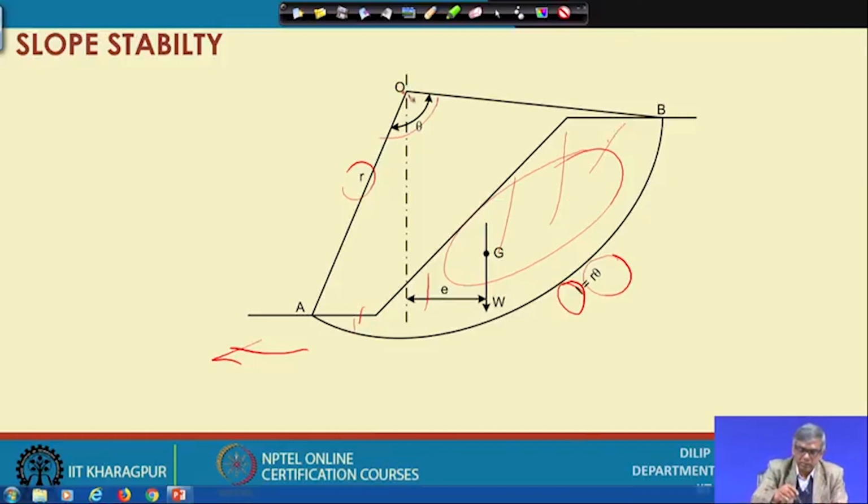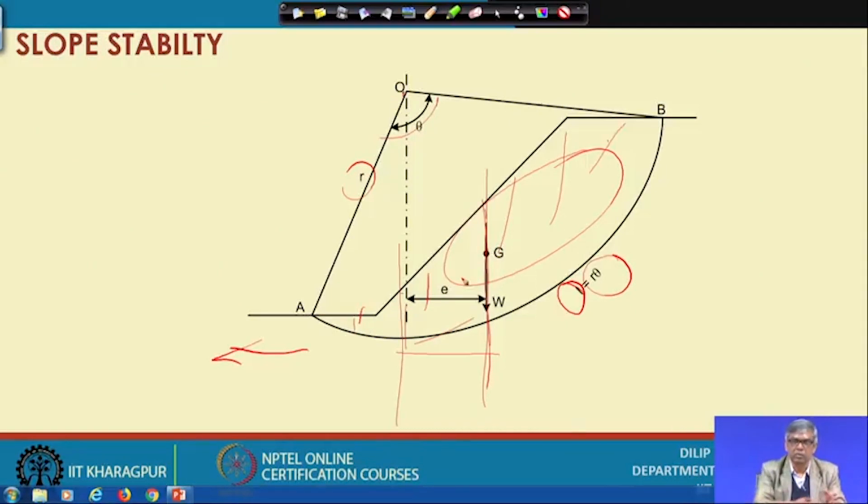So, if this is the center, that means the center of the entire mass is somewhere here, passing through this, then that means how much eccentricity it has. So, this eccentricity, suppose I draw a vertical line, and the distance becomes the eccentricity of the mass.